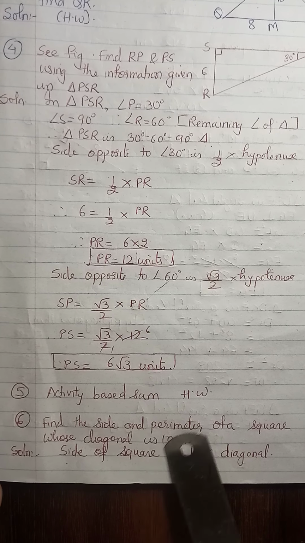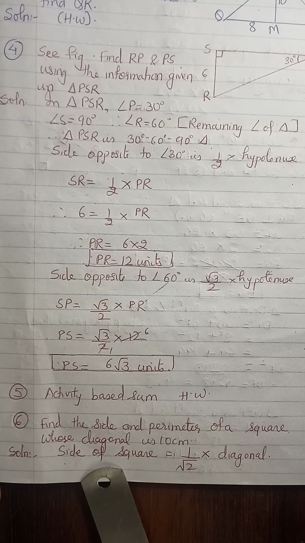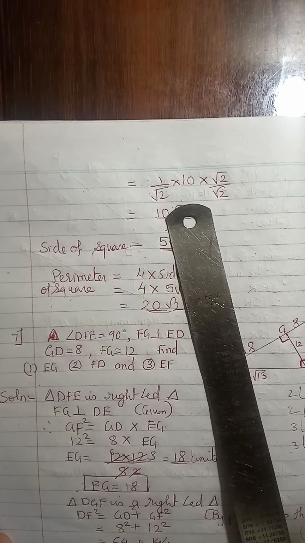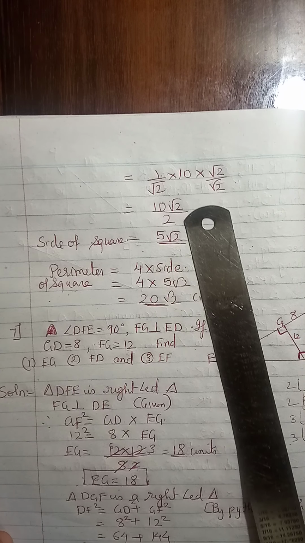There is a formula for the side of the square where the diagonal is given. Side of a square equals 1 upon root 2 into diagonal. The value of the diagonal is already given. Diagonal is given how much? Diagonal is 10. So 1 upon root 2 into diagonal.